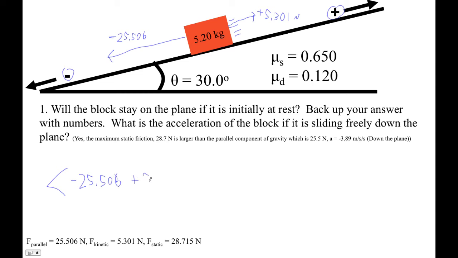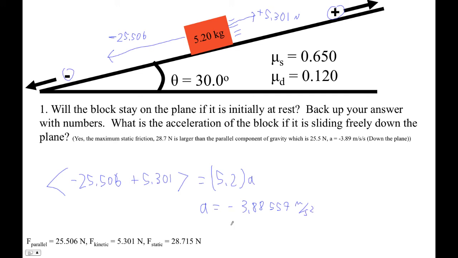and then I go plus 5.301 equals 5.2 times a. That's how it goes. Okay, so let's see. Parentheses, negative 25.506 plus 5.301, right parenthesis, divided by 5.2. Negative 3.88557 meters per second squared.